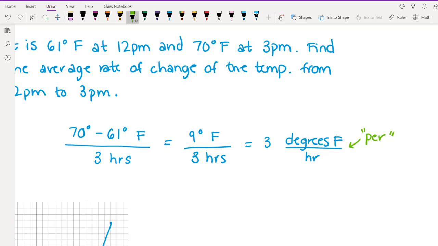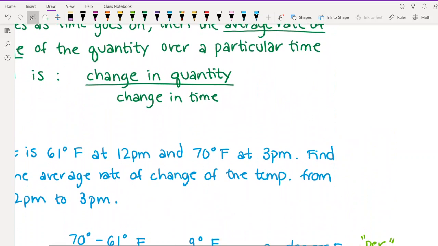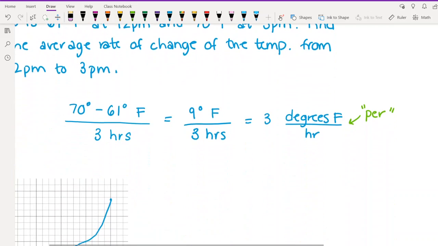Now, that does not mean that the temperature actually went up by exactly 3 degrees every hour, right? And that's the importance of this word average, right? We're finding the average rate of change. So we don't have enough information to know exactly how much the temperature went up at every single hour, but we do know the general trend. We do know that on average, the temperature rose by about 3 degrees per hour.